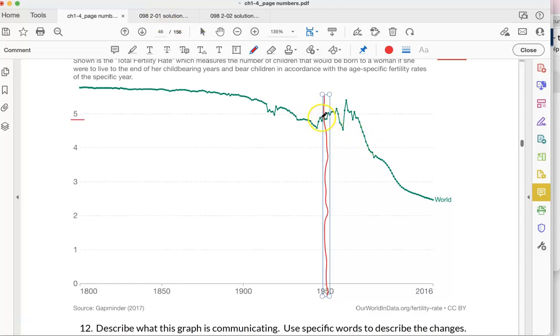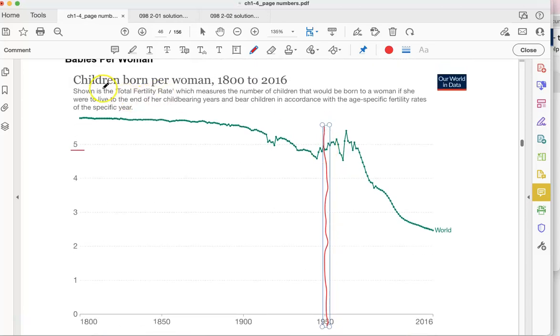Being able to identify what a specific point means helps us to identify what the whole graph is saying. So that specific graph point would say that in 1950, women had an average of 4.9 what? 4.9 children born per woman.